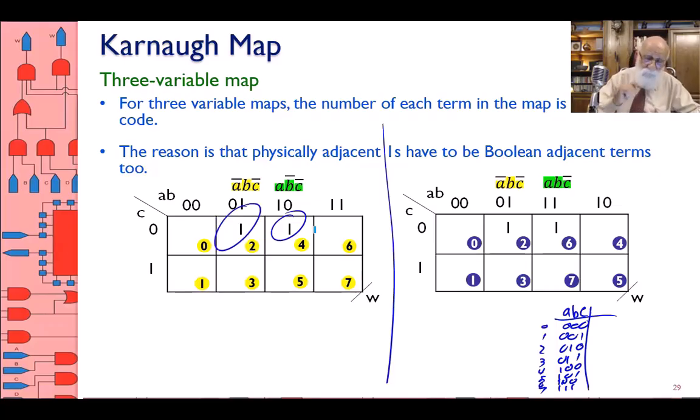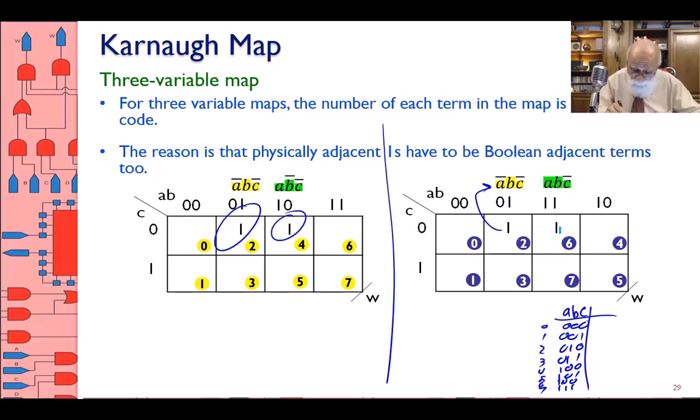Now let's look at the right-hand side Karnaugh map. It shows me two adjacent ones, two physically adjacent ones. The one on the left corresponds to A bar, B, C bar, because A is 0, B is 1, C is 0.